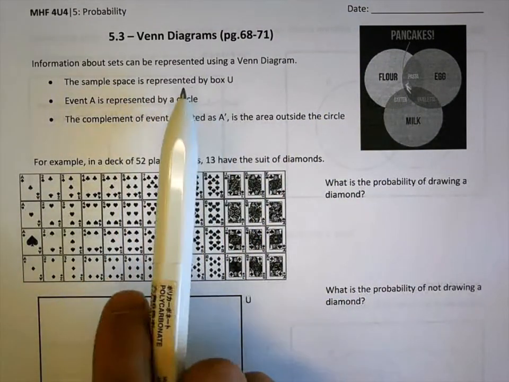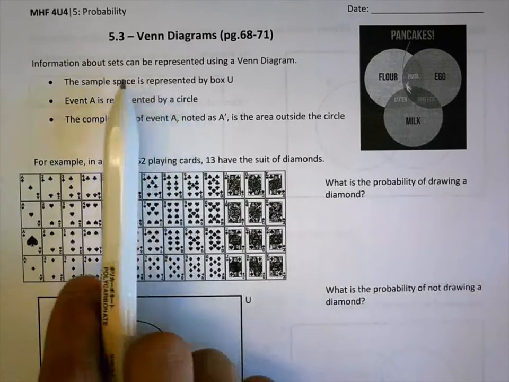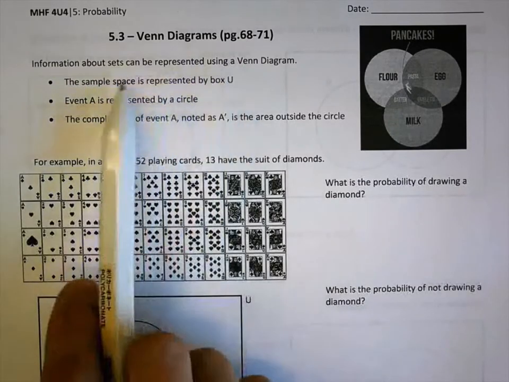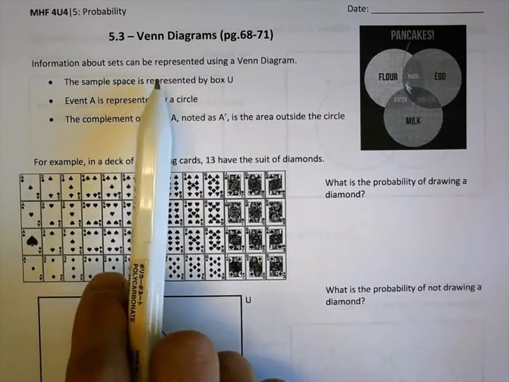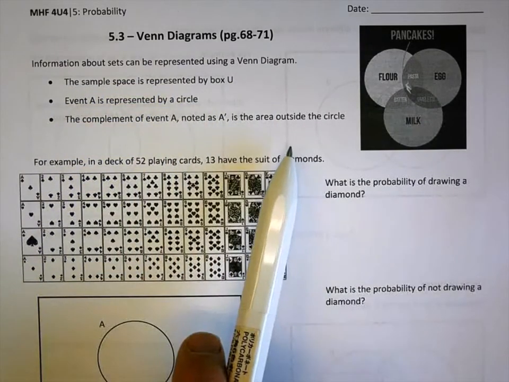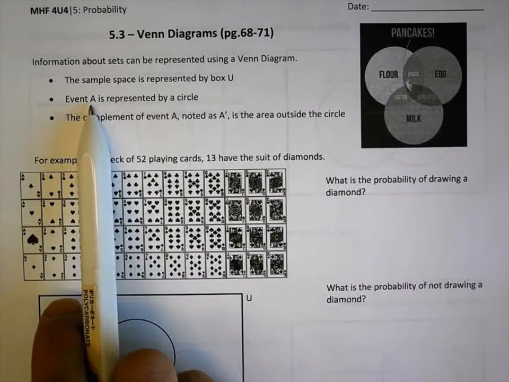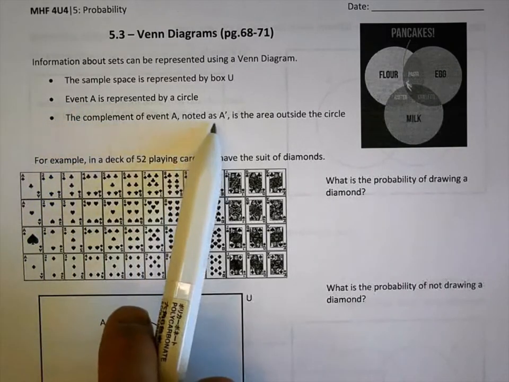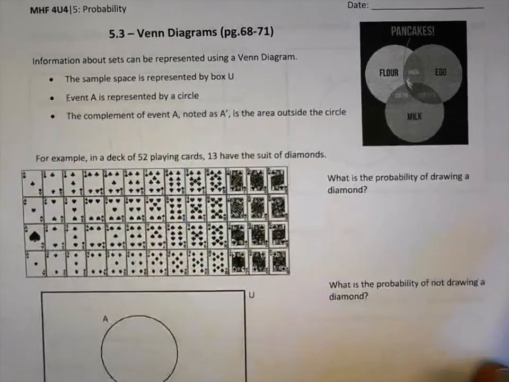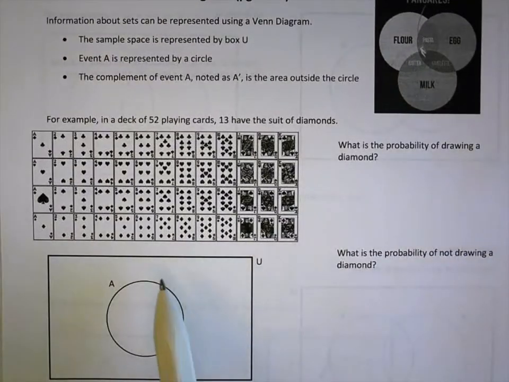What we're going to do is represent the set with a Venn diagram. The entire space is represented by a giant box called U, and then the event is represented by a circle, and we know that as A. A complement is the area outside the circle. And we'll show you that down here in an example.